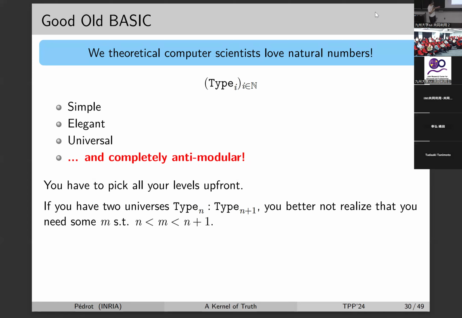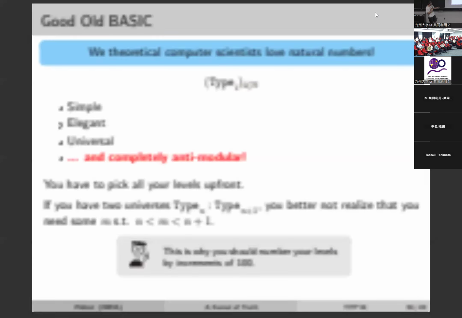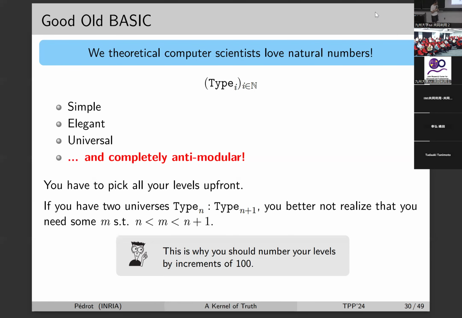So you need to create some m that is in between n and n+1. It's going to be hard. Natural numbers do not enjoy these kinds of nice properties, so you're completely screwed. Hints, like that's the hint of the trait. That's why you should increment your levels by increments of 100, so that you have enough room to introduce new universes. Okay, so we did that in the basic time, like the basic programming language.